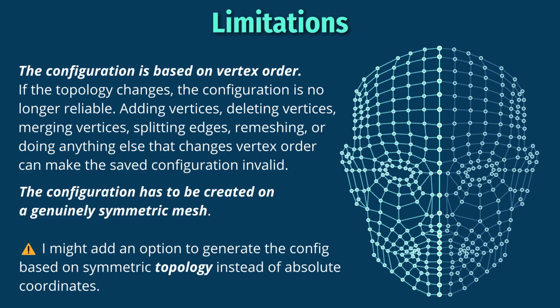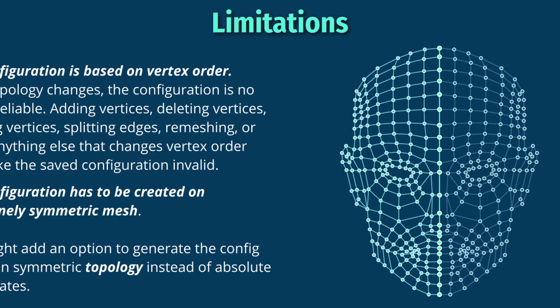In the near future, I might add an option to generate the config based on symmetric topology instead of absolute coordinates, but personally, I don't need that. In my own workflow, I apply the mirror modifier and immediately create the symmetry config. Still, if some people find topology-based symmetry useful, I'll add it. It shouldn't be a very complex task.